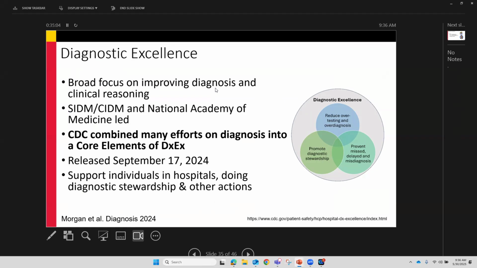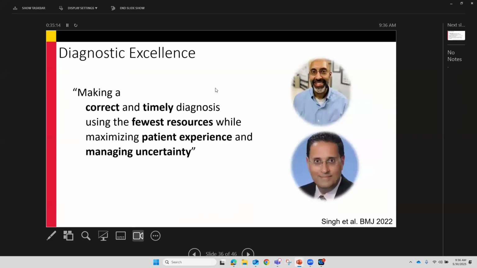Okay, I mentioned diagnostic excellence. This is a broader idea that's had a lot of attention, and it's led by groups like CITM. And there's this core element from the CDC that came out last fall. Diagnostic excellence is more of a clinical idea. There are a lot of great ideas and a lot of teaching for clinicians on how to do things, but it's not implemented or hardwired in the way of diagnostic stewardship.